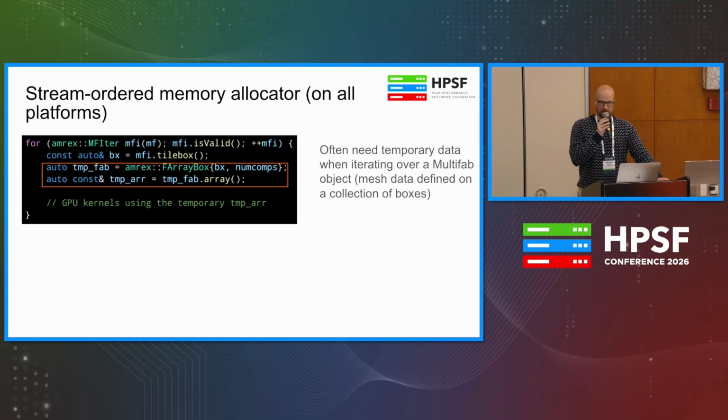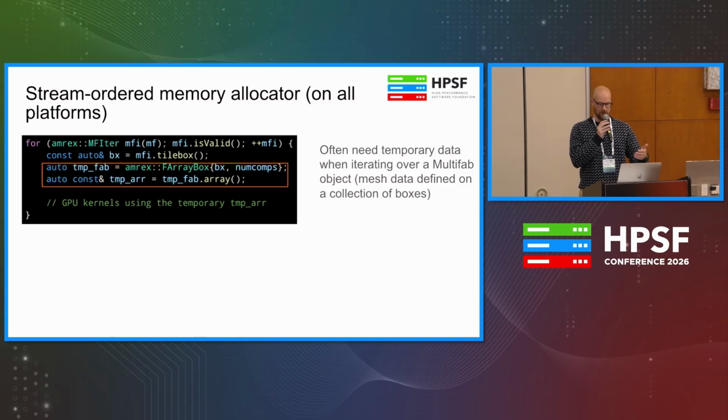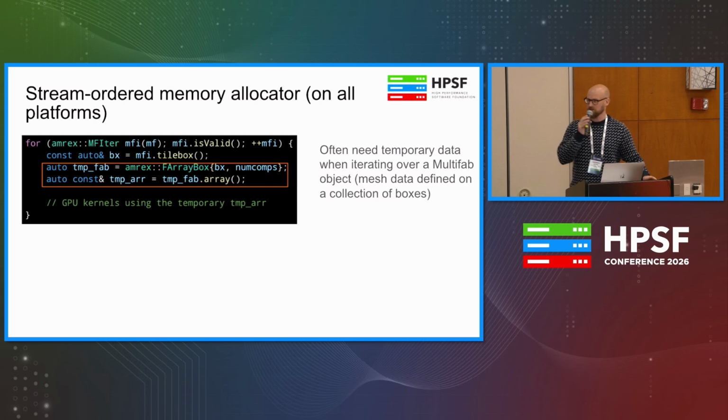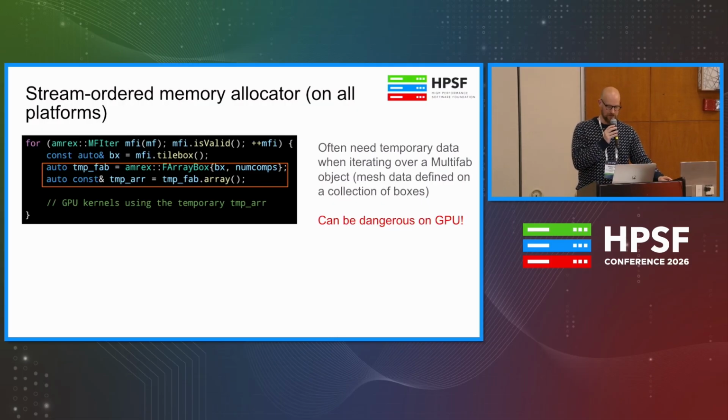Another thing that's nice, and this is mainly the work of Alex Sin, who's one of our contributors from Germany, is a stream-ordered memory allocator. So this is to solve the following problem. This is a loop over a multifab, which is sort of mesh data defined on a collection of boxes. And often you need temporary scratch space on a per box basis. And if you're not careful, this can be dangerous on the GPU because the GPU kernel might not be finished running at the time that this object goes out of scope.